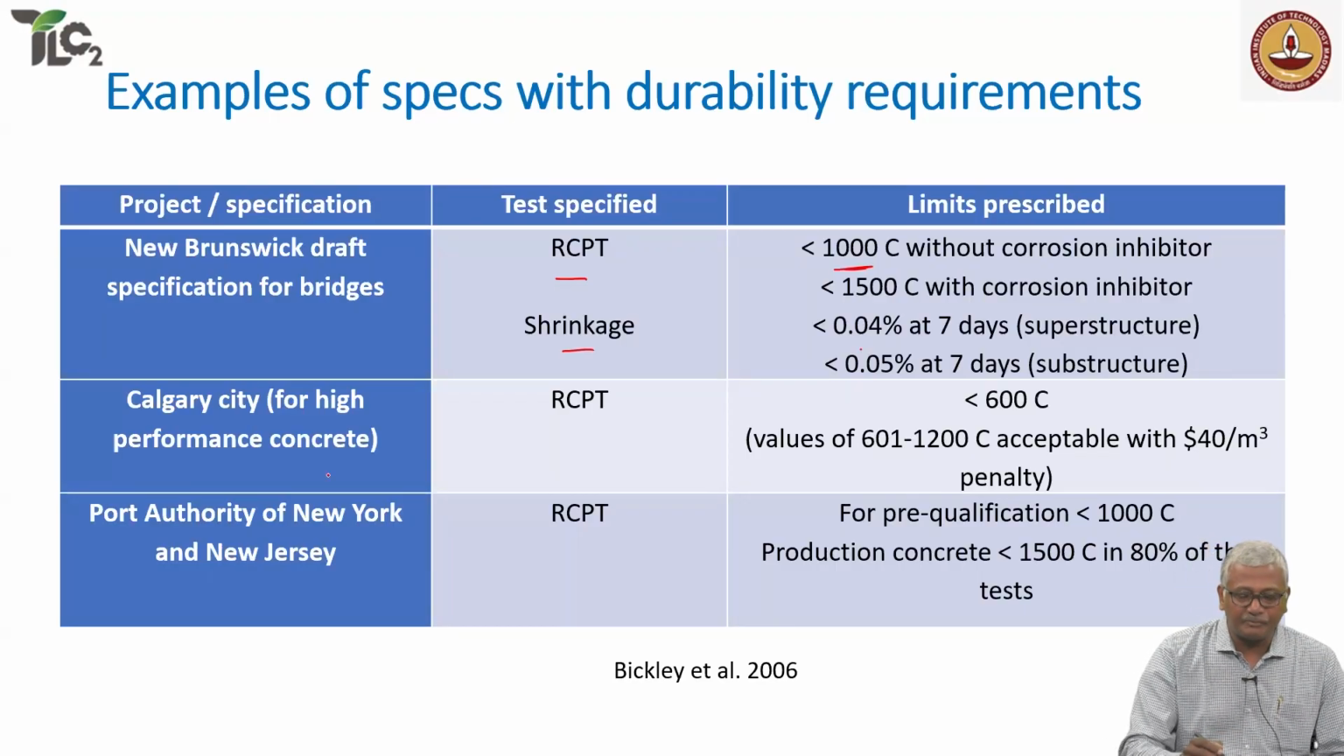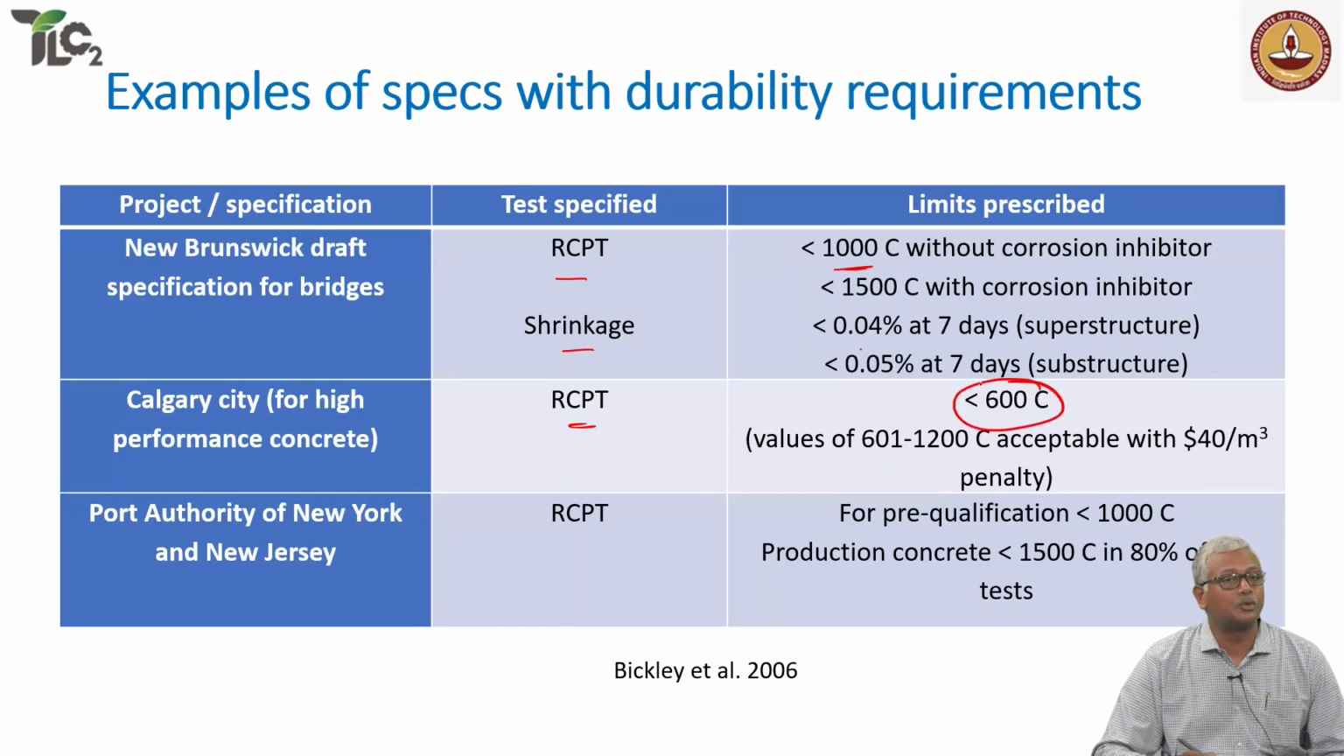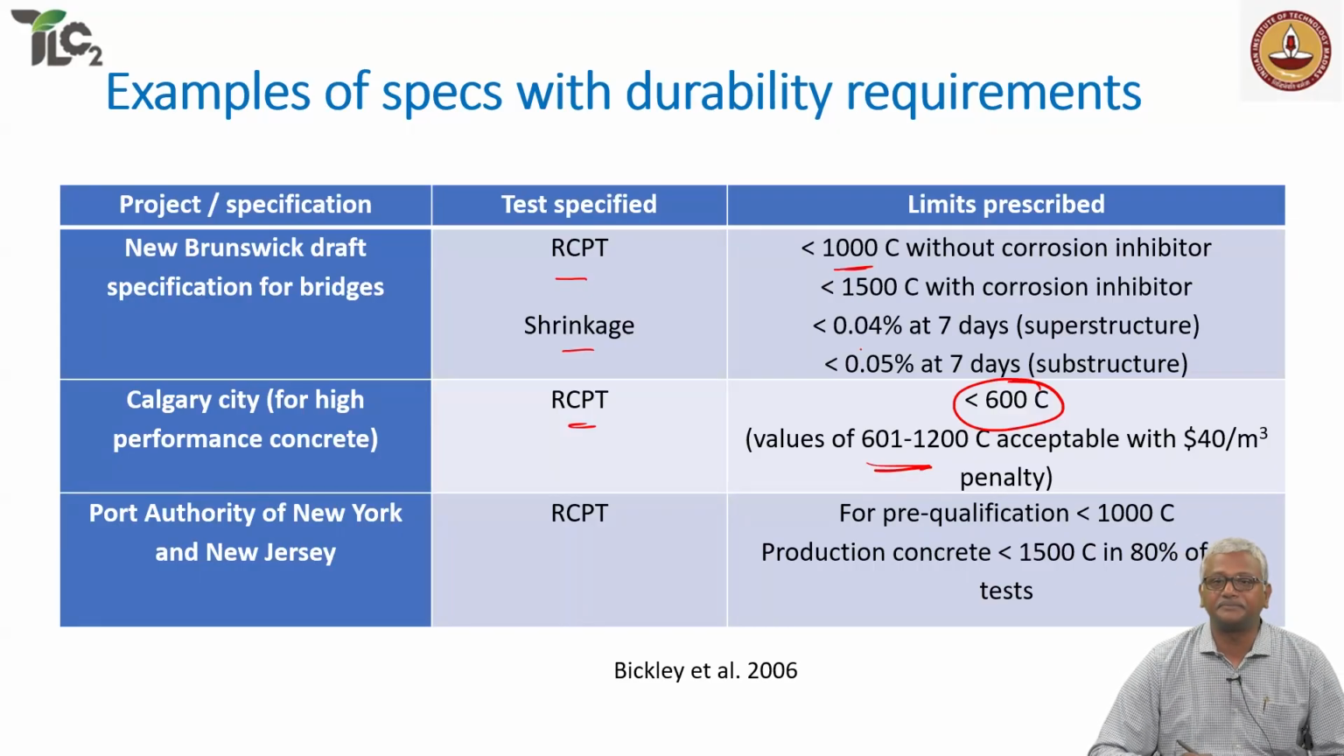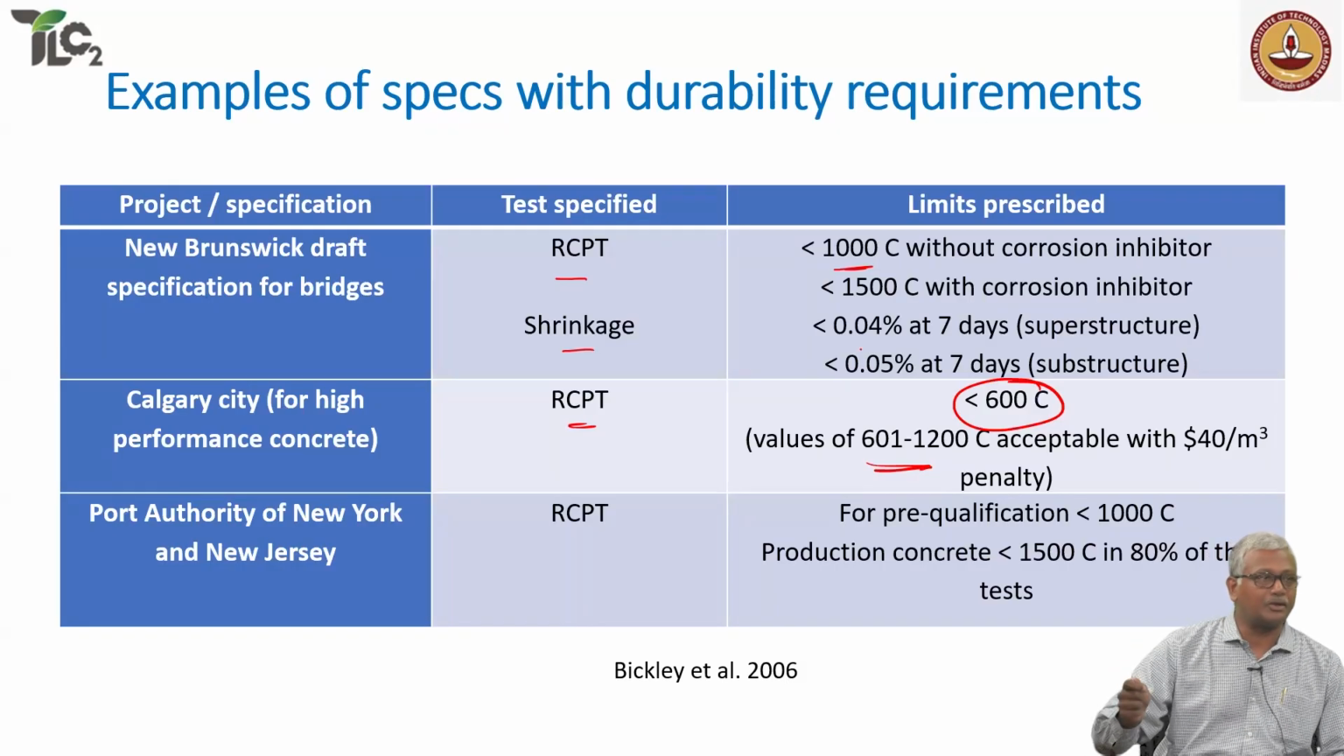In Calgary City high performance concrete specs, RCPT was used. Limit was less than 600 coulombs. And then they said that, okay, limit is 600, but if you give me concrete which is 600 to 1200, it's acceptable with a $40 per cubic meter penalty. Okay, that's another way of implementing and ensuring that the contractor is paying attention, right? If they don't meet the spec of 600, they pay a penalty.